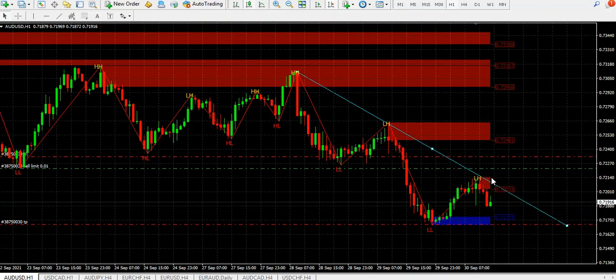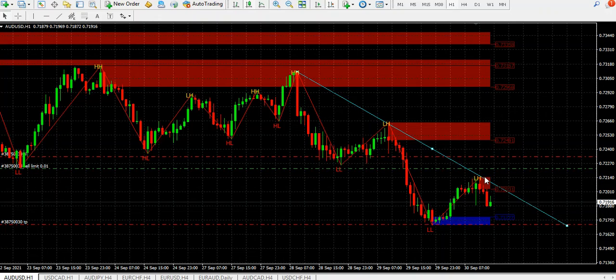At this point, this is a software that helps you to paint areas of supply and demand zone. So for the red paint here, it is a supply zone, and for the blue paint here, it is a demand zone. All right, so we've connected this trend line from supply to supply zone, and then we see another supply zone connected here.